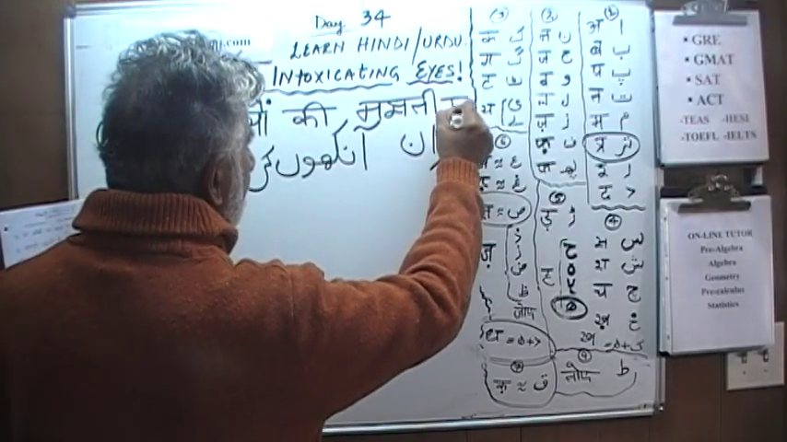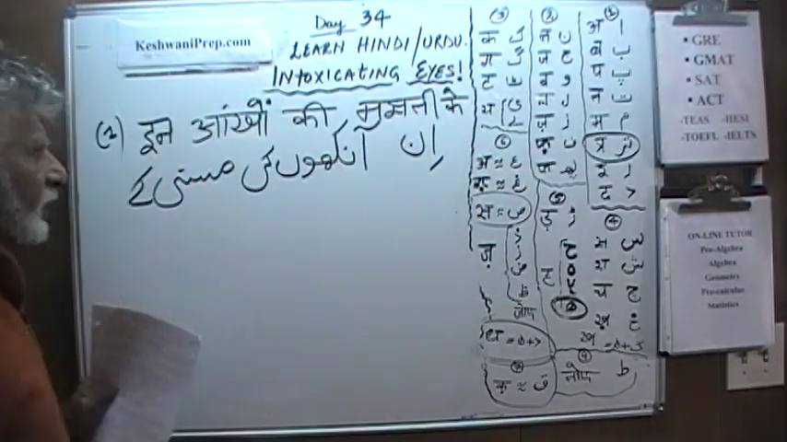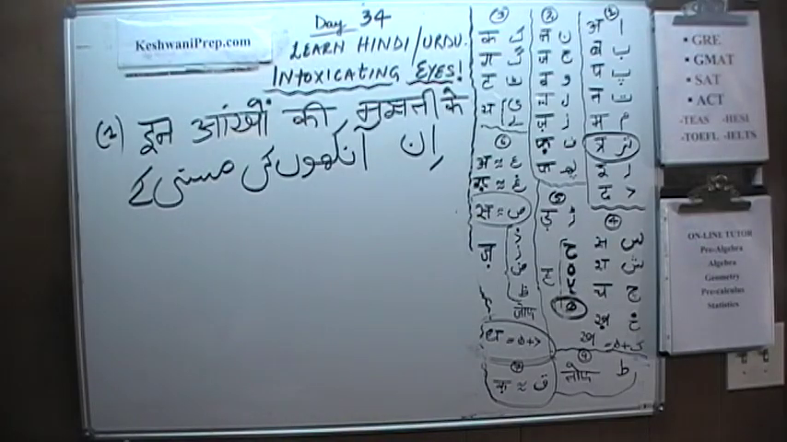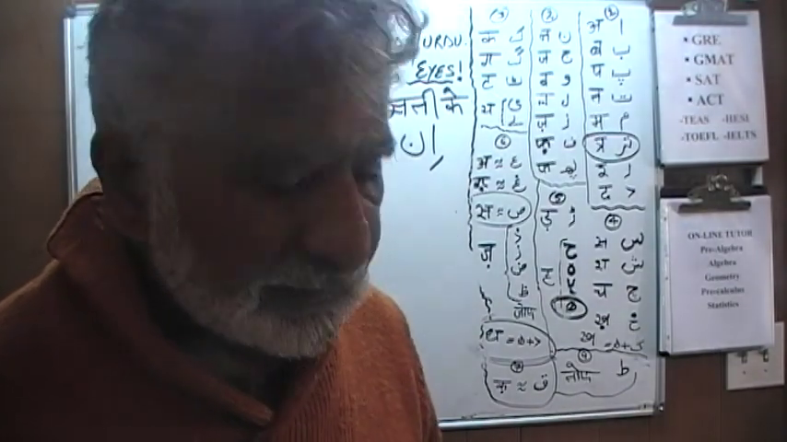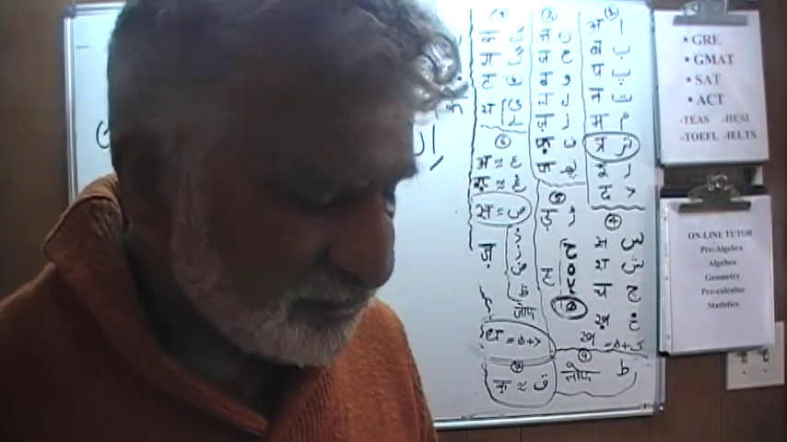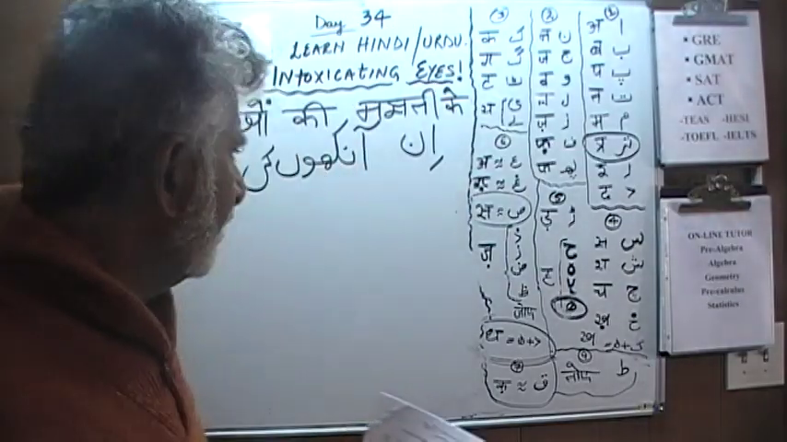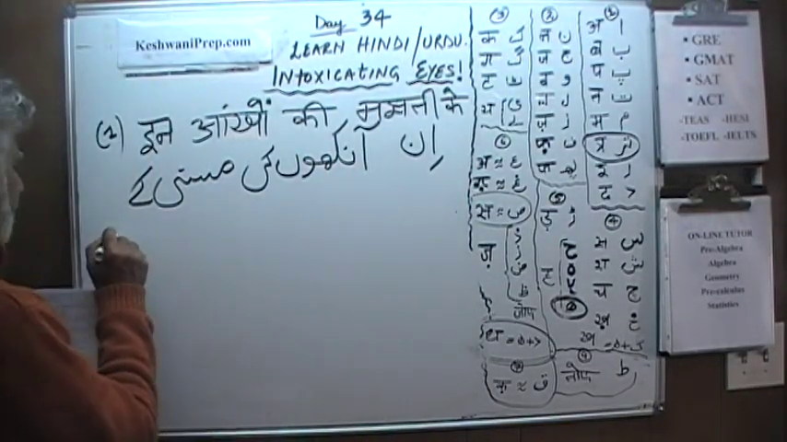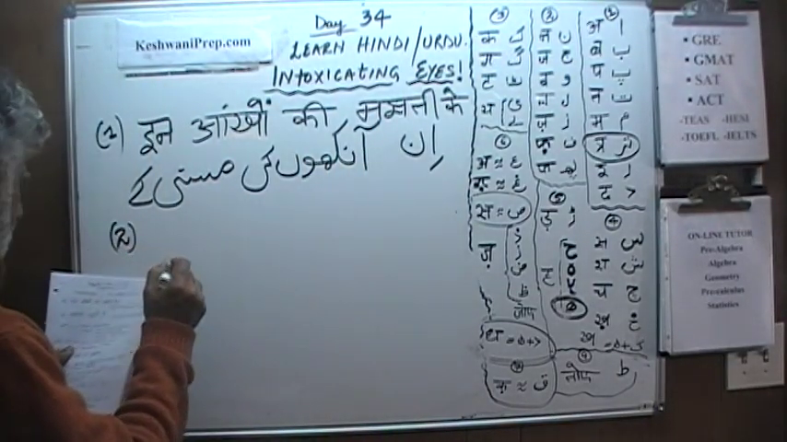We have already learned how to write these words, so there's no point in explaining it. In aankhon ki masti ke, this intoxication of these eyes. Then she goes on to say, in aankhon ki masti ke.